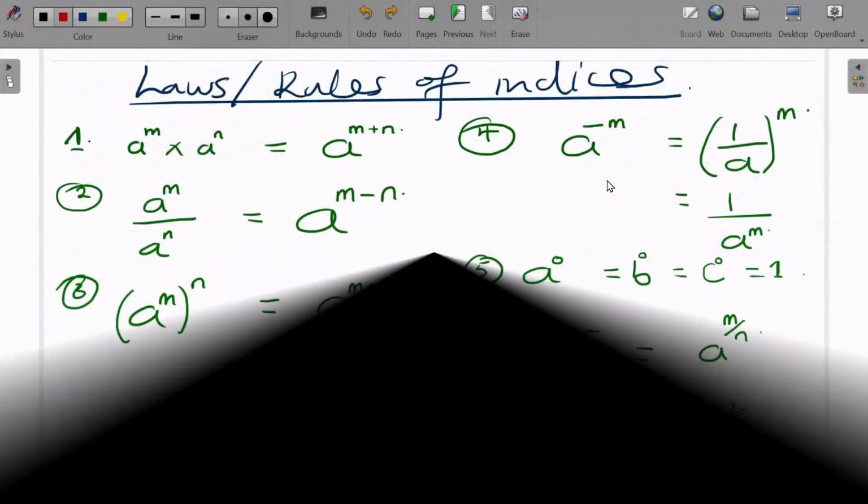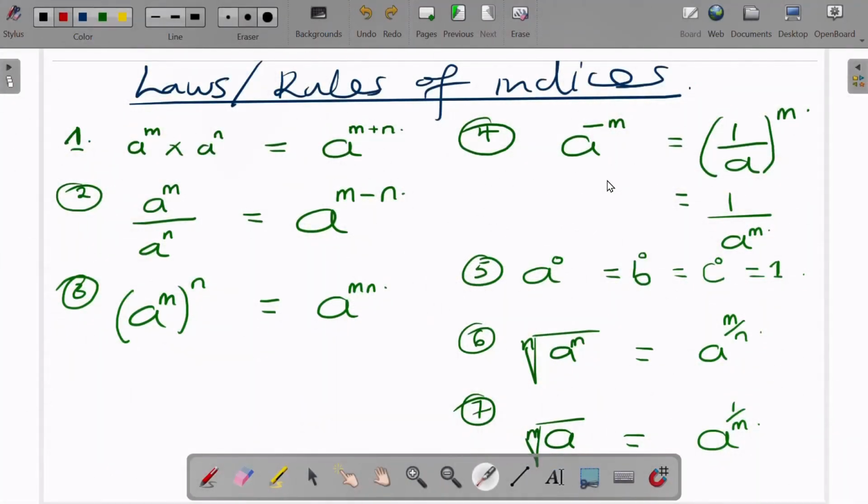You are most welcome to this presentation where we're going to talk of laws or rules of indices, and we're going to break them down. Remember, in the previous lesson we talked about the introduction to indices and broke down these laws of indices. But in this lesson we are going to have these rules or laws and have their examples broken down.